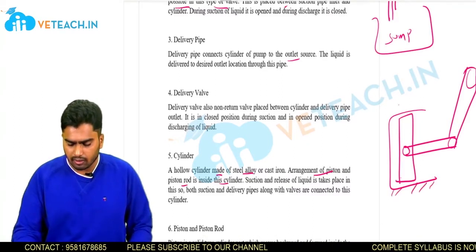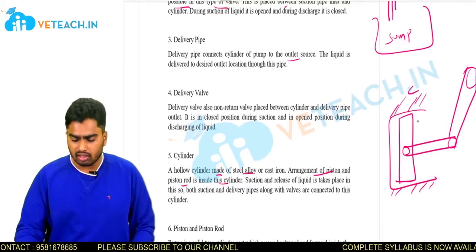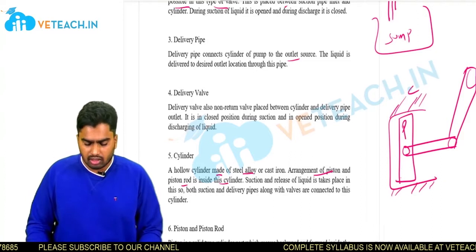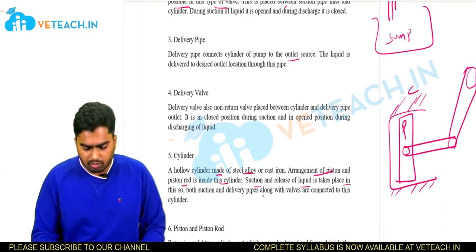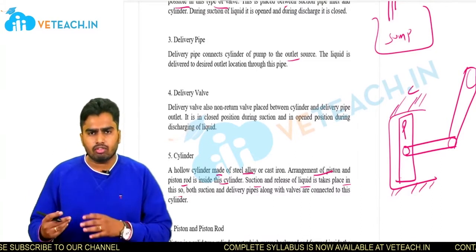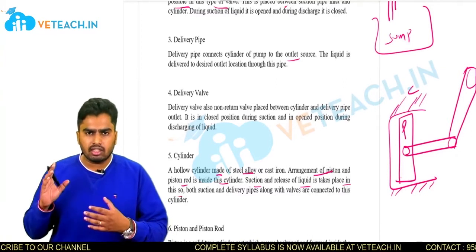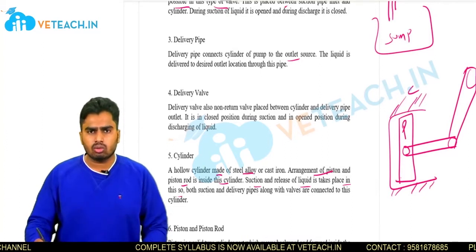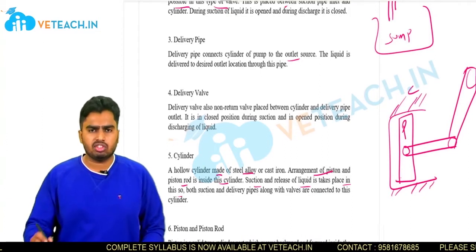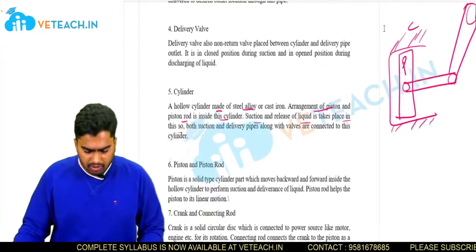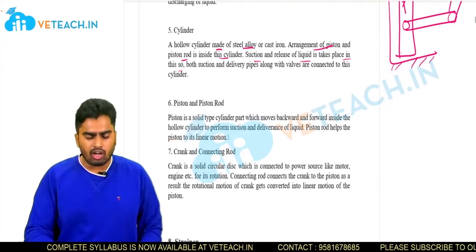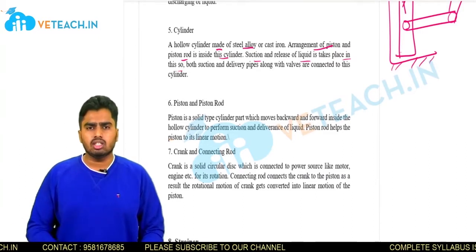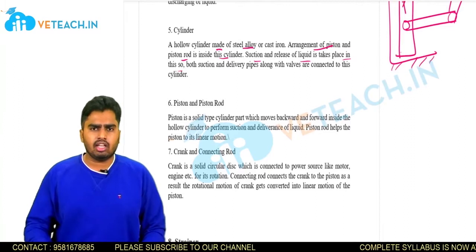So this is your cylinder, let us name it as C, and this is our piston P, right. And what will be there? Suction and release of liquid takes place in this. So sucking of the fluid from the sump and delivering of the fluid to the discharge tank or application where we use it, these two take place with the help of this cylinder and piston only, right. Next, piston and piston rod, which was discussed right now. The piston will reciprocate, and the reciprocating motion of the piston will cause successive suction and again delivery, right.